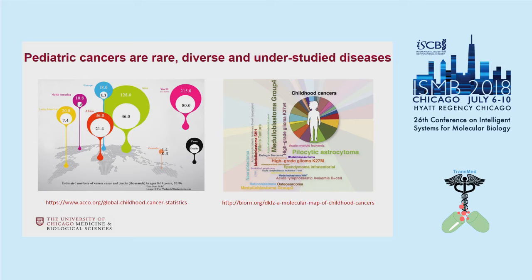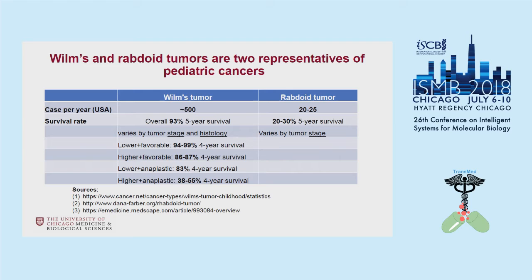To elucidate this point, I'll show you this table. There are two tumors here. One is called a Wilms tumor. The other is a rhabdoid tumor. Both are pediatric kidney cancers. The Wilms tumor is a little bit better studied, with about 500 patients each year here in the States. It has a very good prognosis. In contrast, for the rhabdoid tumor, only 20 to 25 cases are diagnosed every year here in the States, and the survival is really low, about 20 to 30%.